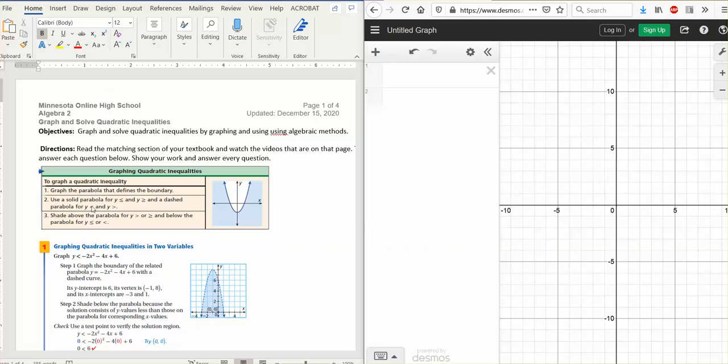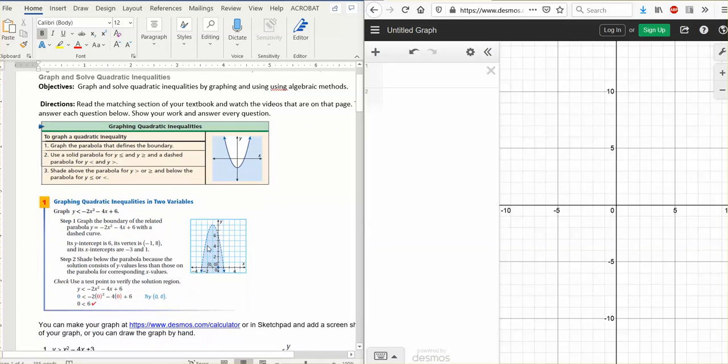And then we will shade above the parabola if it's greater than or equal, and below if it is less than or equal. So shading below is what this example is showing, and it's a solid line. So here's an example, and they graph the boundary line, and then this one was dashed because it's just less than. And then the shading for this one is under and below, which is inside the parabola there because it was less than.